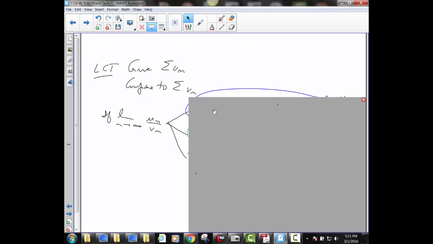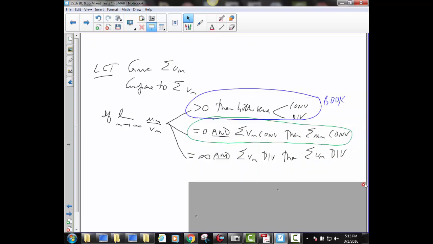Limit comparison test, just a quick review. Okay, limit comparison test, you're going to compare it to a series Vn. If the limit as n goes to infinity of un over Vn is a positive constant, then both series converge or diverge. If it's equal, the book will say this. The book doesn't tell you this part here. If it's equal to 0, and if the series you're comparing it to is convergent, then your series will be convergent. If it's equal to infinity and the series you're comparing it to is divergent, then your series will also be divergent.